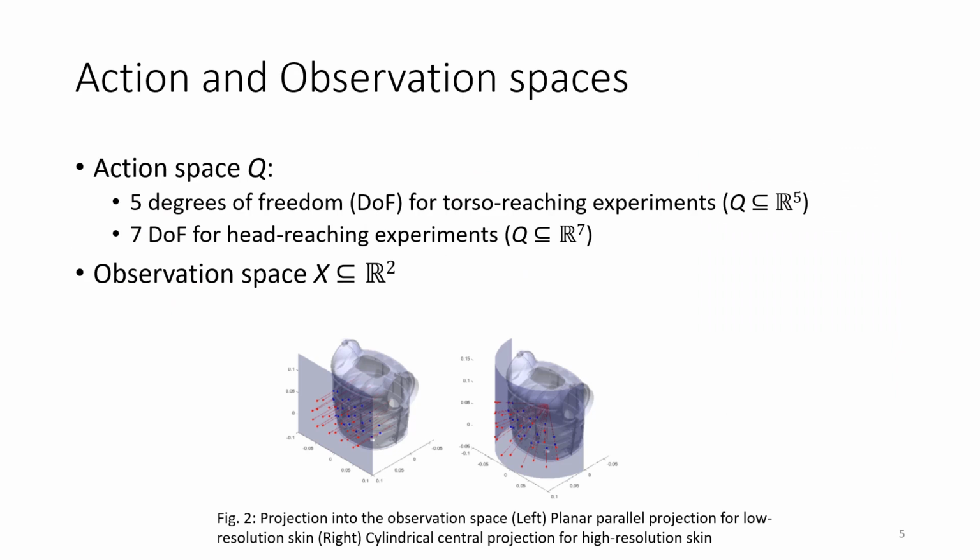The action space corresponds to the degrees of freedom of the robot, 5 for the arm and 2 more for the neck. The observation space corresponds to the discrete space of the taxels. It is represented in 2 dimensions. The taxels' coordinates are obtained with a projection, a simple parallel projection for the low-resolution skin and a cylindrical central projection for the high-resolution skin.